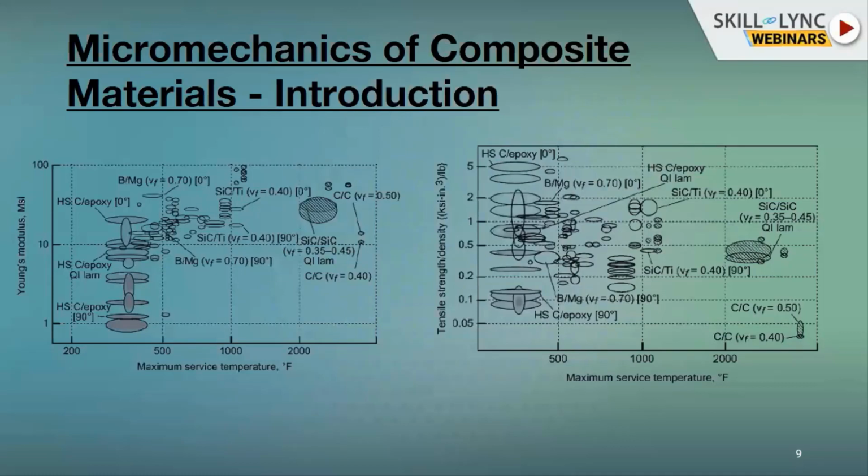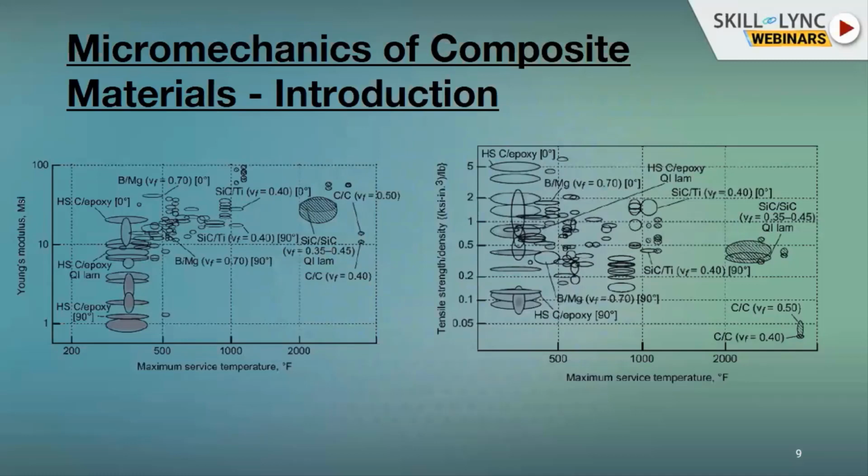So we can see that when we have a high strength carbon epoxy, which has a 90-degree transverse layer, the strength as well as the modulus is on the lower end, whereas the same composite, when it is oriented in a 0-degree layer condition, will possess good strength and stiffness. So based on the service temperature of the component, various matrix systems are chosen.